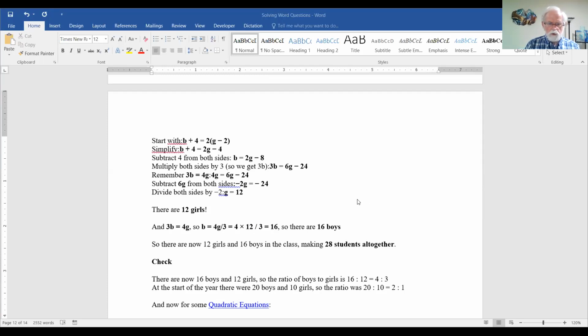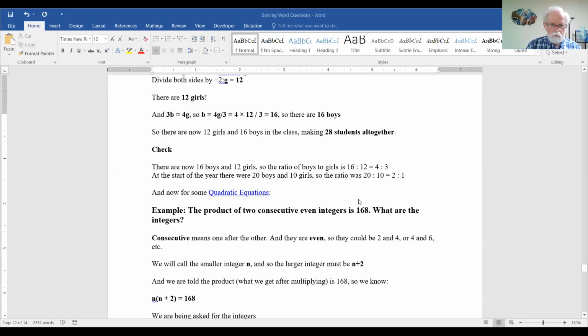We were asked how many students there are altogether. We add them, 28. So we got 12 girls and 16 boys. Does this make sense? Okay. Yeah.